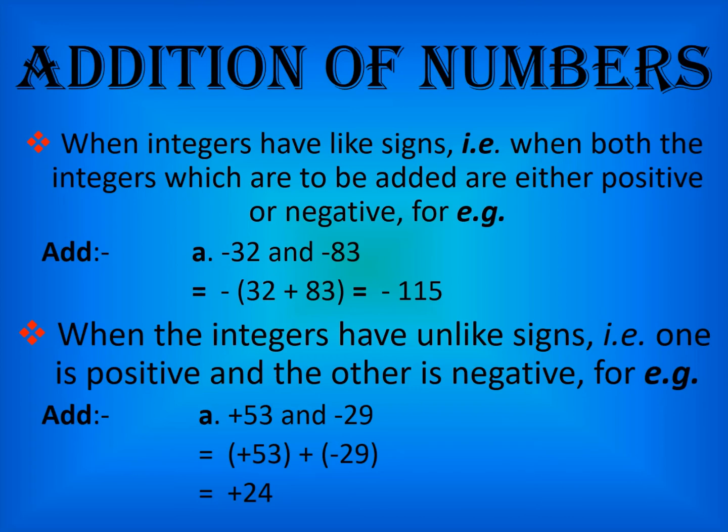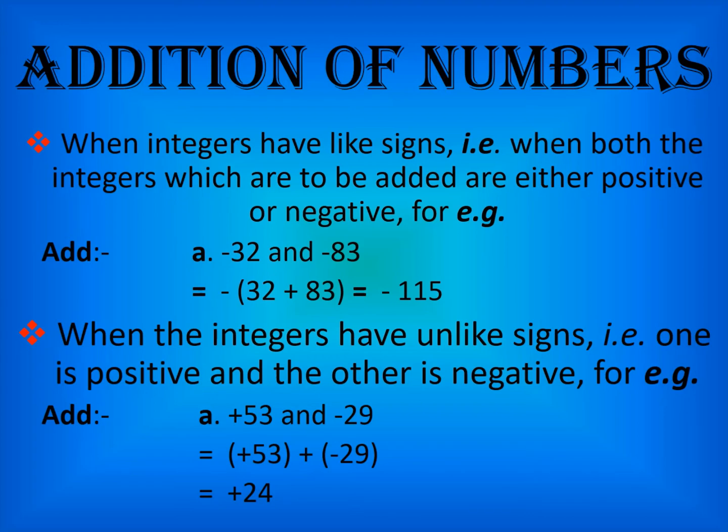When integers have like signs, that is, when both the integers which are to be added are either positive or negative. For example, we have to add minus 32 and minus 83. The minus will be common and we will add 32 and 83. So the sum will be 115 and we will write a minus sign.